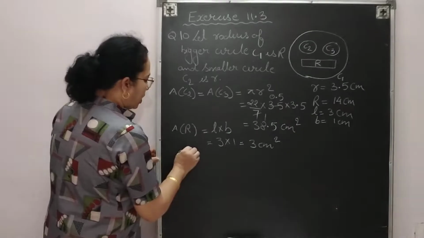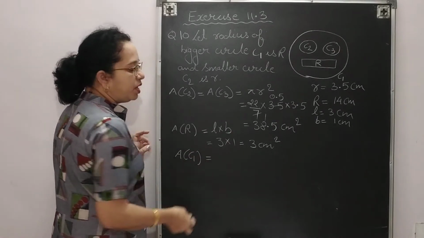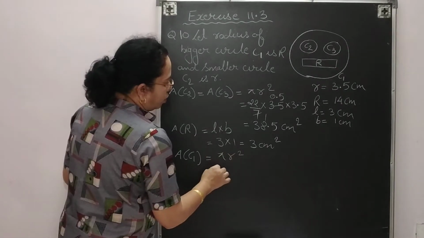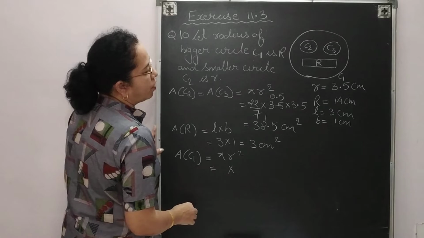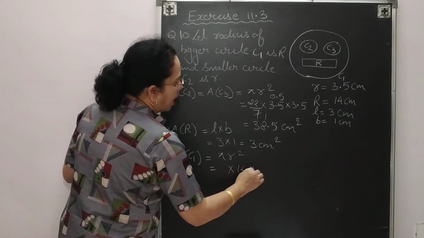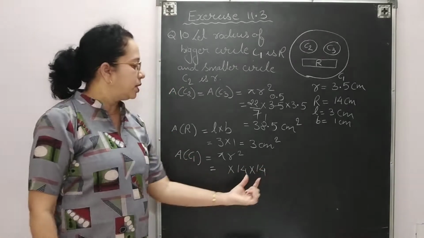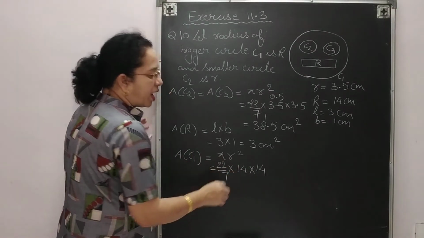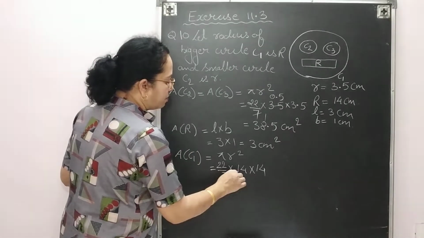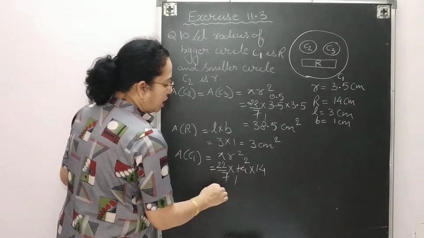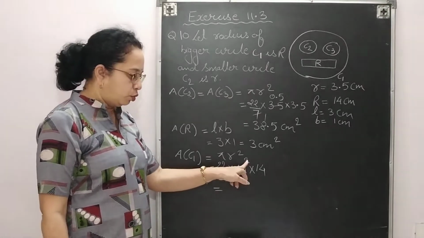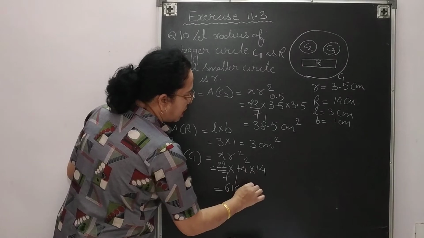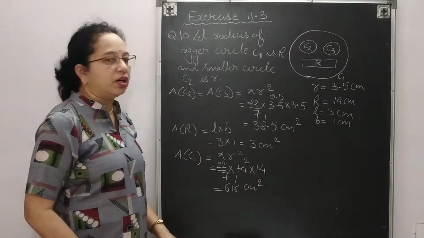Now we will find out the area of C1, that is the bigger circle. Again, what is the formula? Pi r square. Don't write the value of pi. Value of r is given as 14. R square means you will write 14 two times. Again, r is divisible by 7, so you can write down the value of pi as 22 by 7. Cut the numbers: 7 twos are 14. Multiply 22 into 2 into 14 and this will give you 616. Again your unit will be centimeter square.